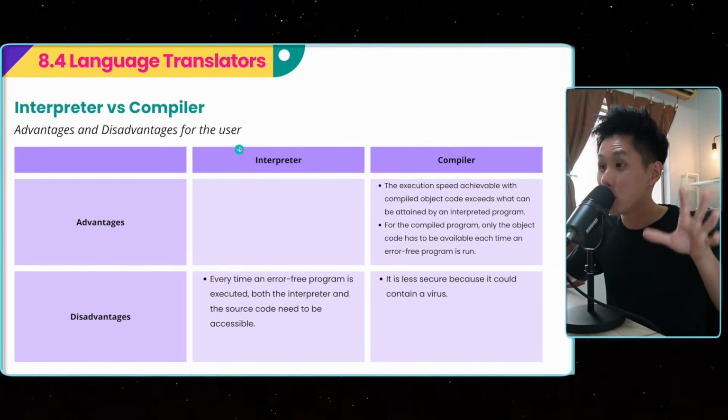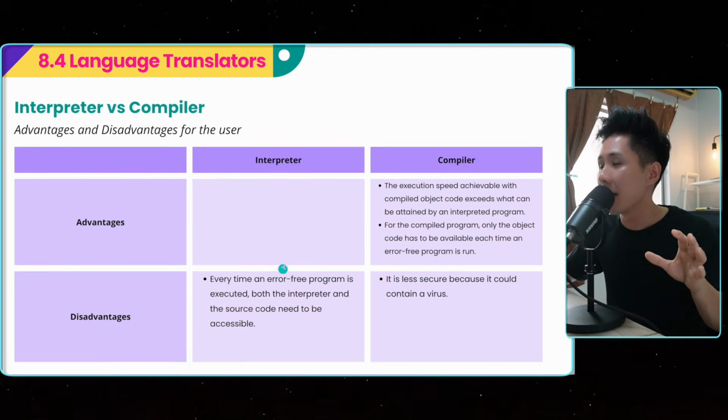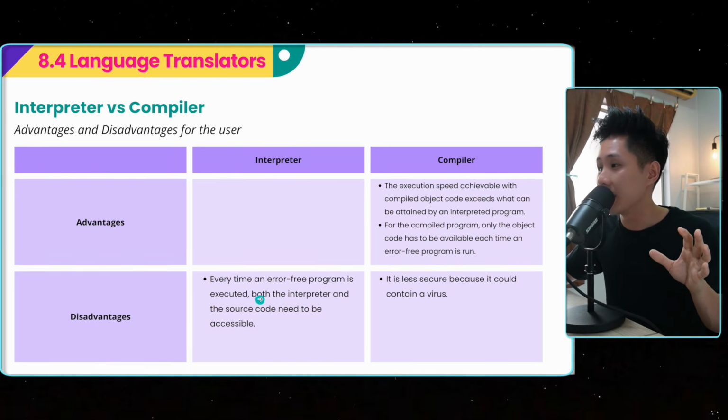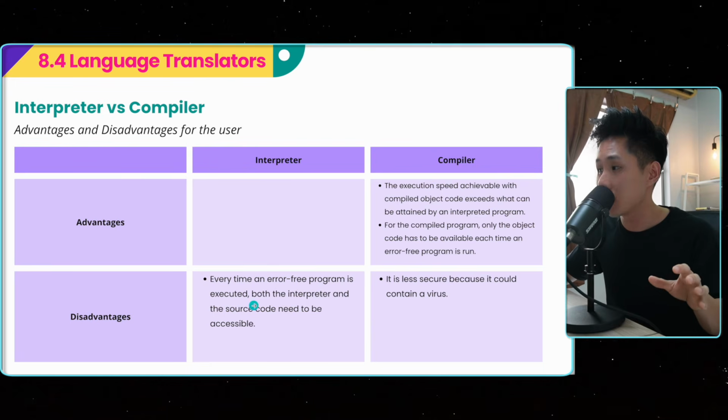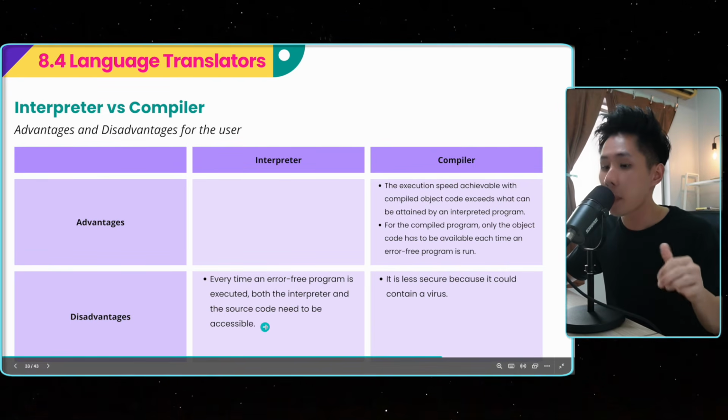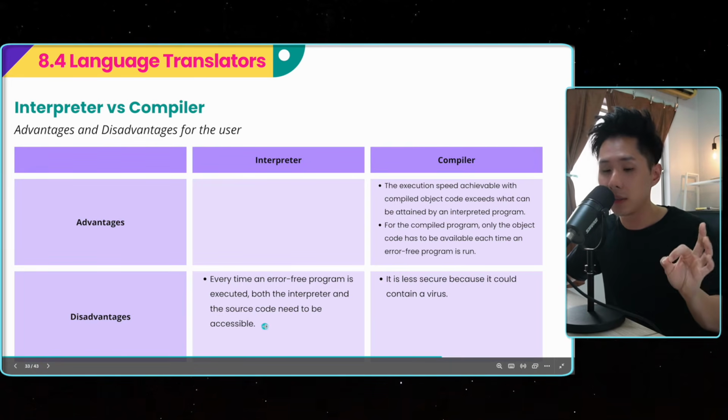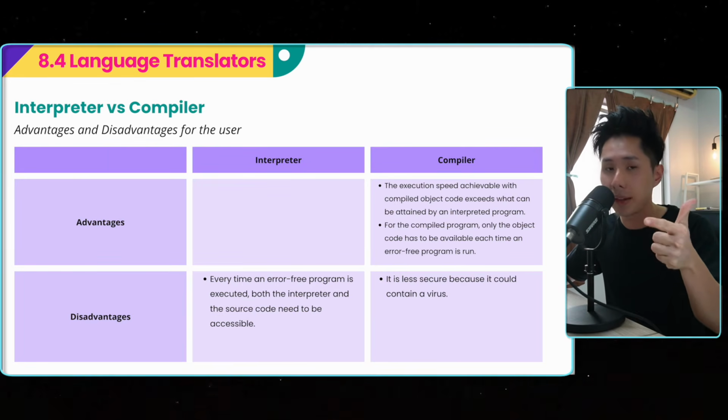And for the user, on the other hand, the disadvantage of an interpreter is that every time an error-free program is executed, both the interpreter and the source code need to be accessible. Meaning, to run the code as a user, you need the source code, you need the interpreter.